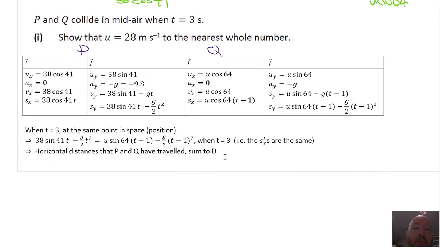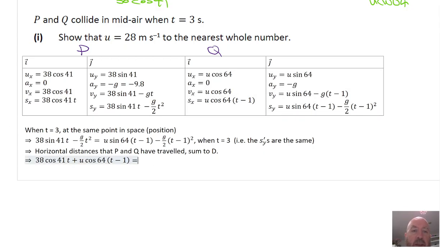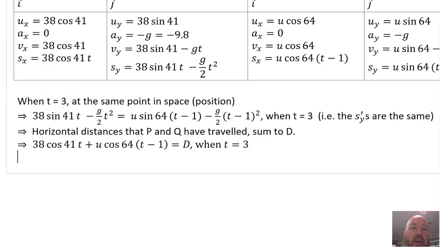But what this means is that, I will zoom back in a second. So we know that that thing, which is the distance that P has traveled, that's the y direction, sorry. This thing, the distance P has traveled horizontally, plus that thing equals D when t equals 3.